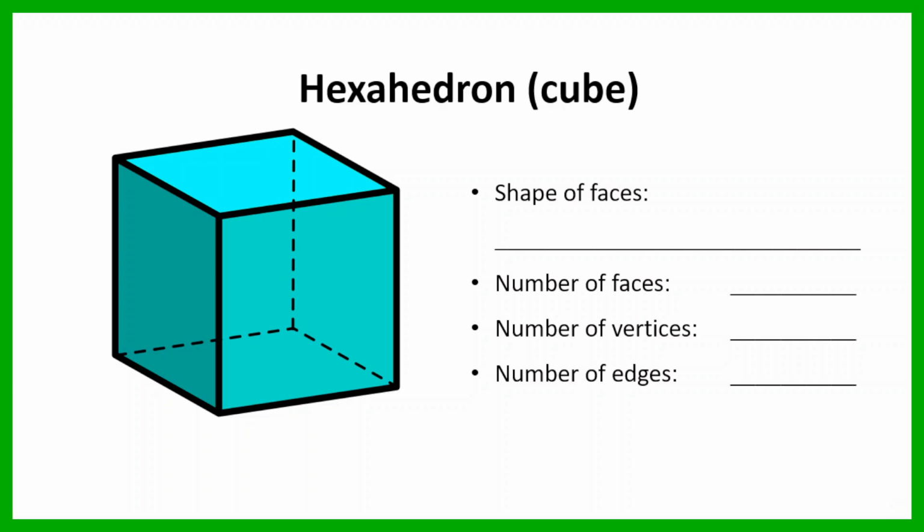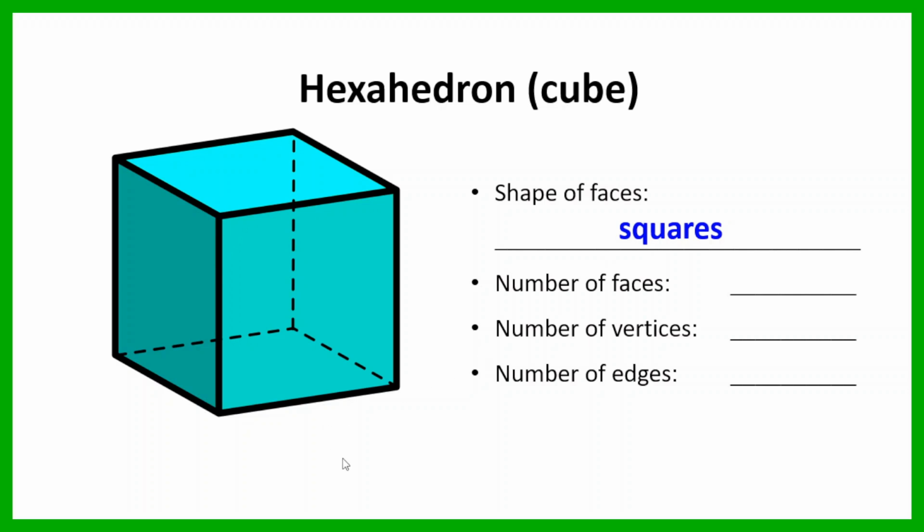Okay, so let's go through what you should have got for that. So first of all, the shape of the faces. You should have found that the faces are squares, okay? Because remember, Platonic solids have got regular polygons for their faces. So it's a regular shape with 4 sides. It has to be a square because all the sides have to be the same length as each other and all the angles have to be the same size. Okay, so they are squares.